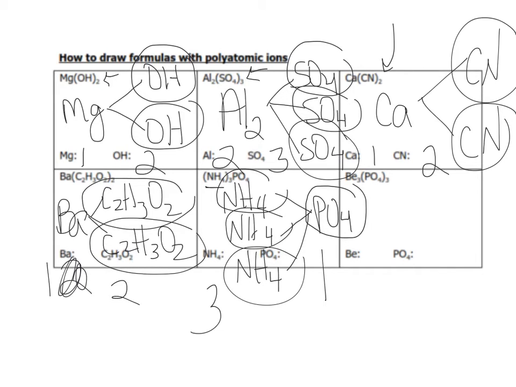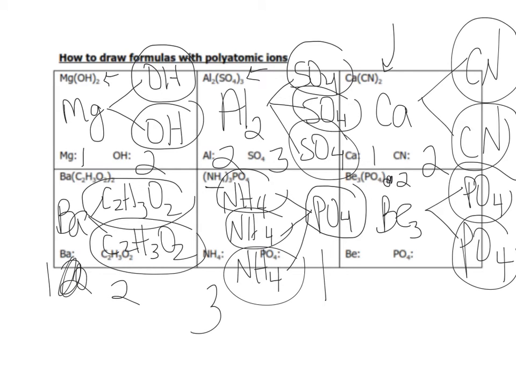It looks like this next one, that little number is supposed to be a 2. So I have Be3, 2 branches for PO4. So 3 of these, 2 groups of PO4.